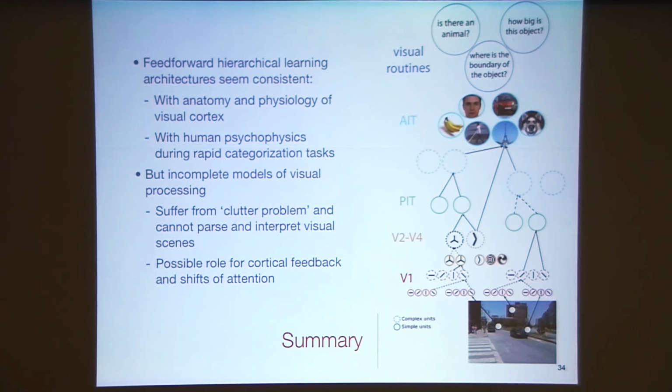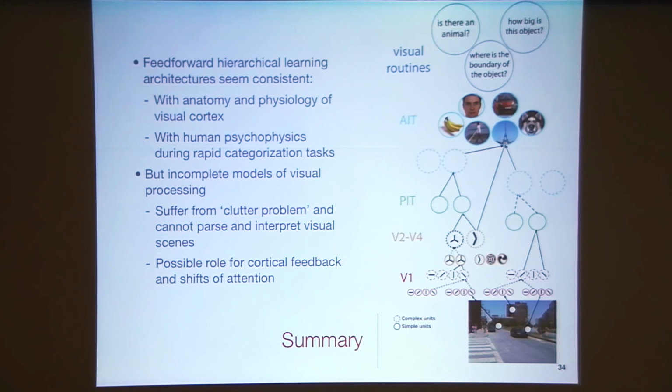What I've tried to do in this hour or so was to convince you that feed-forward hierarchical learning architectures seem to be consistent with what is known about the anatomy and the physiology of the visual cortex, at least at a coarse level. They also seem sufficient to explain human psychophysics during rapid categorization tasks. Of course, those are incomplete models of vision, not only because they neglect a lot of important details, but most importantly because they do not take into account the cortical feedback, which we know is massive in our visual cortex. Particularly, I've highlighted that they are quite limited in what this model is able to do when dealing with natural images.